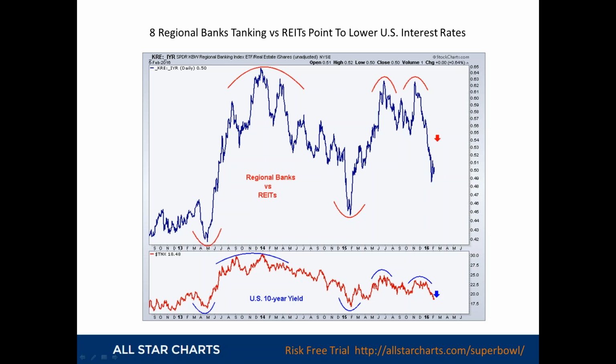On the other hand, real estate investment trusts, REITs, who pay higher dividend yields, benefit from lower interest rates because fixed income money that is not getting its yield in the bond market has to go to the stock market to get its yield. REITs are a place that they look because of their high dividend paying nature. So the spread between regionals and REITs tells us where the market thinks rates are going. And this trend is lower.